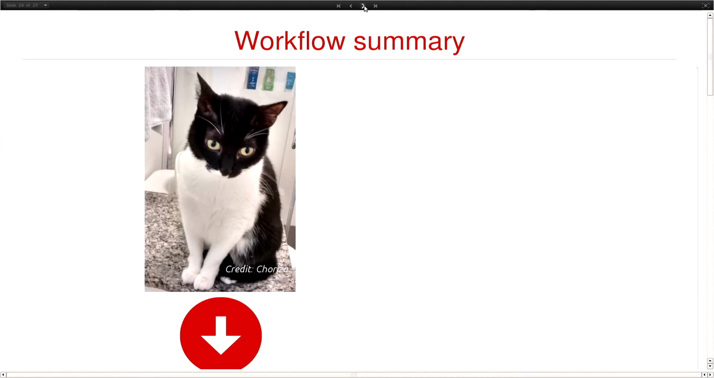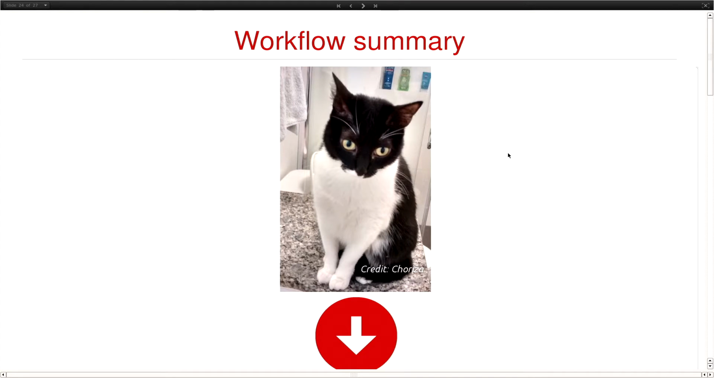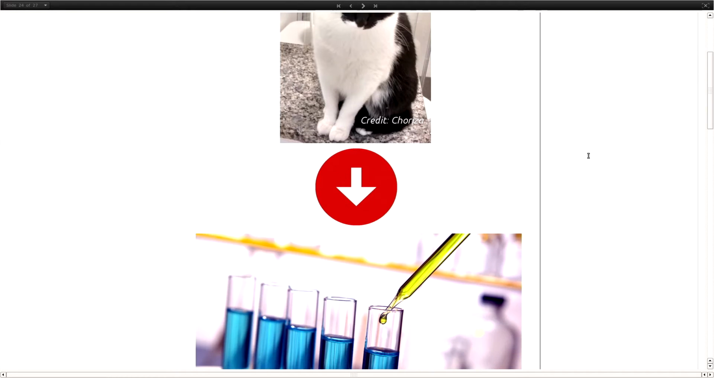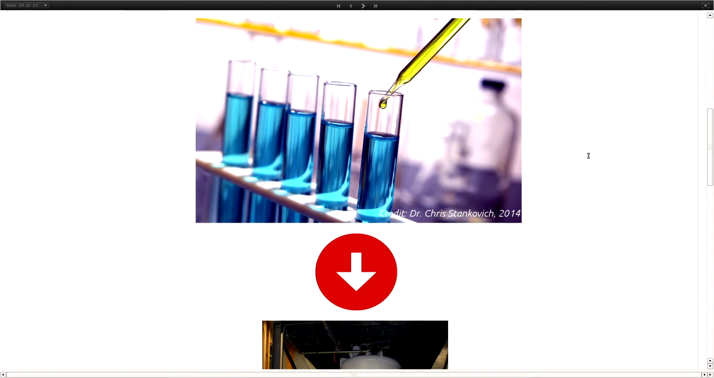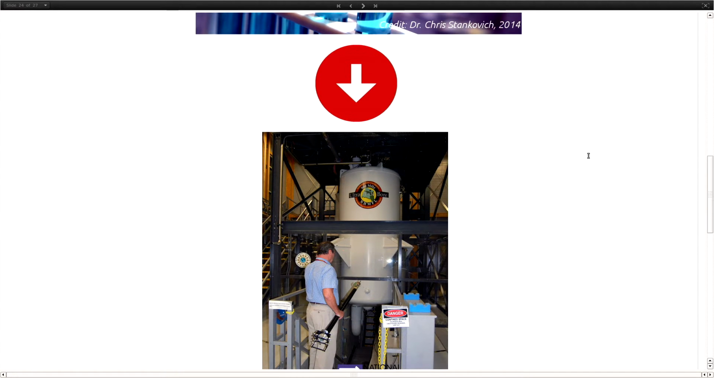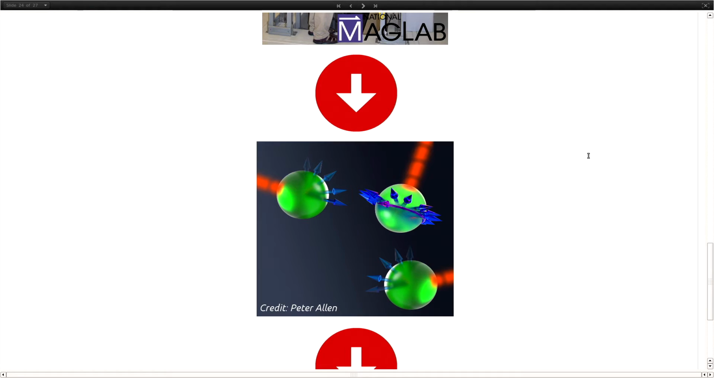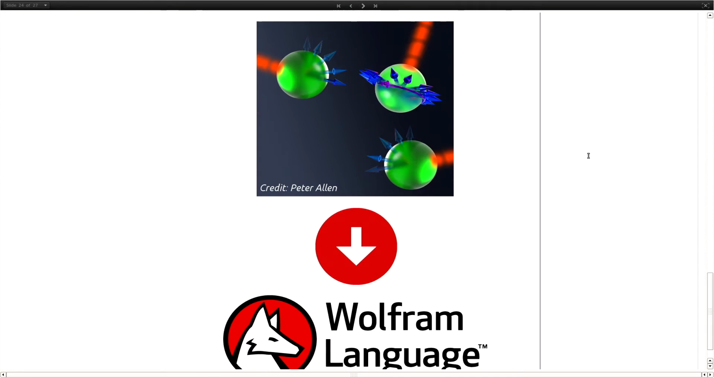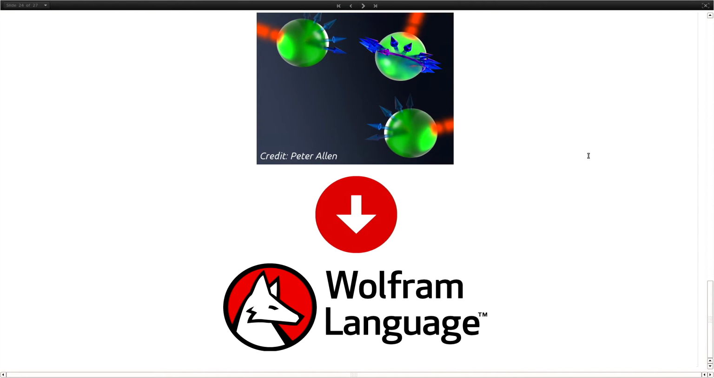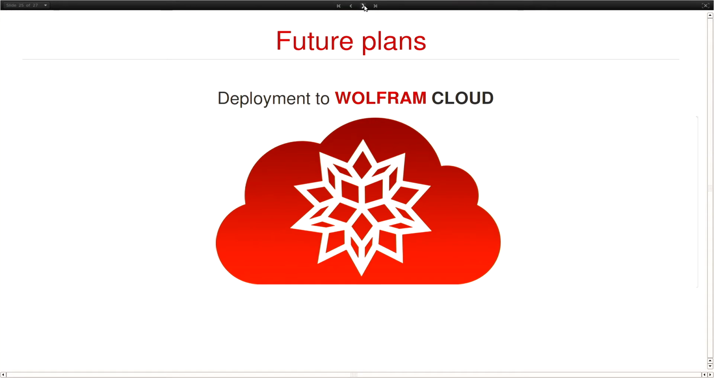So what's the workflow summary of all this? We start with an animal or something we want to analyze, and we get a sample from that. We put this in this machine here, and this machine works with this spin property. And eventually we go to the Wolfram Language, and the Wolfram Language will do all the hard work for us to identify this unknown stuff we have there.